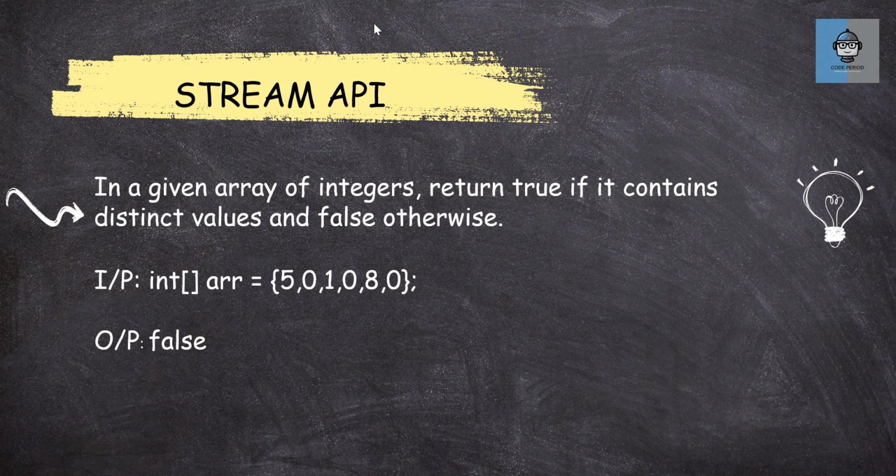In a given array of integers, return true if it contains distinct values and false otherwise. So an int array is given to us, and only if it contains distinct values are we returning true. If it doesn't contain distinct values, then we are returning false. In this example, you see that we have 0 coming up thrice, and the rest of the numbers are coming up just once. So we are returning a false. Okay, so let's code this.